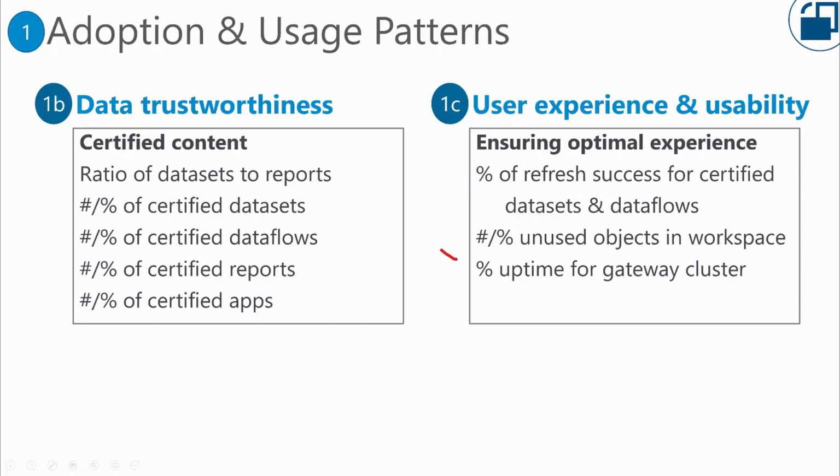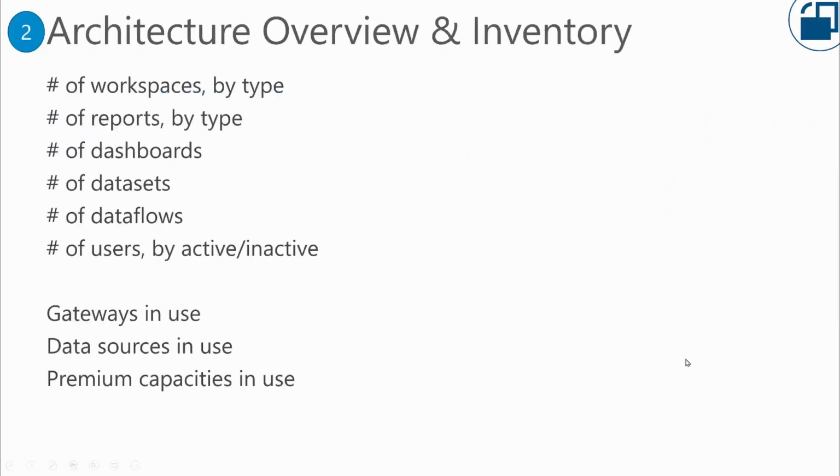We might want to look at unused objects in the workspace, and is our gateway cluster running, because all those things can impact our user experience. The next piece, so going through those four things, right? Number two is basically just an architecture overview.